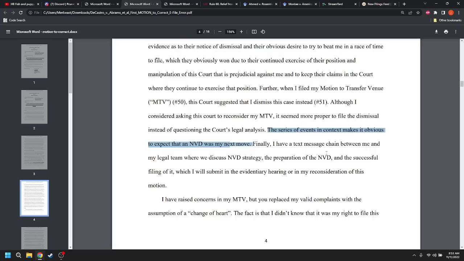"Finally, I have a text message chain between me and my legal team." Ooh, we're going to get a text message between you. I didn't see that down there. I glanced at the attachments. I didn't see this. This will be fun. "I have a text message chain between me and my legal team where we discuss NVD strategy, the preparation of the NVD, and the successful filing of it, which I will submit in the evidentiary hearing or in my reconsideration of this motion." You know what's fun? He has just alleged that this text message chain exists.